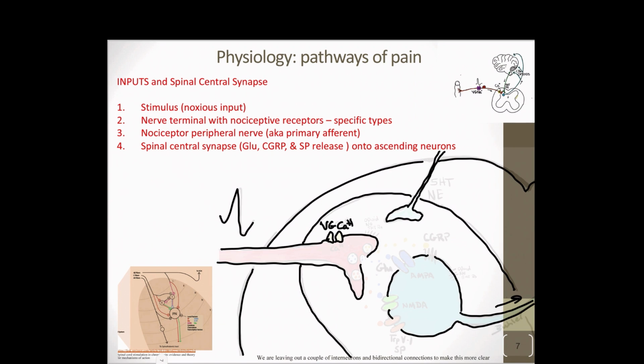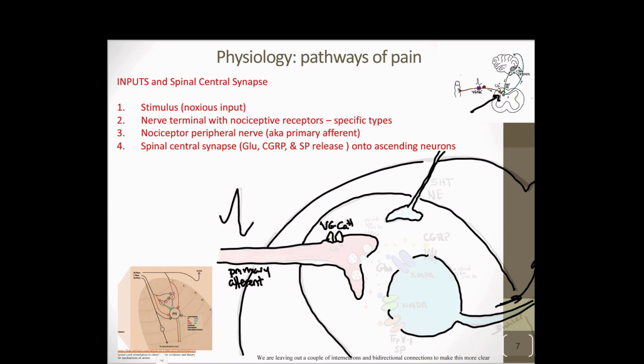So now we can talk about that signal when it reaches the spinal cord. And we're going to reach the spinal cord in here, and that synapse is going to take that primary afferent nociceptive neuron. In this case, it was a C fiber. And it's going to go across that central spinal synapse and then go up the ascending pathways into the brain.